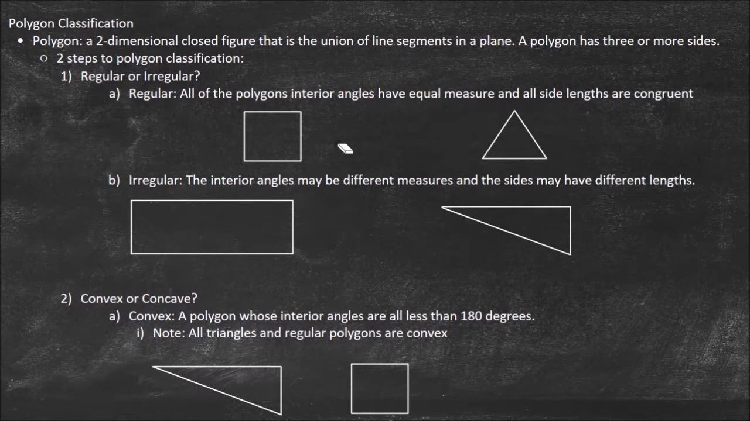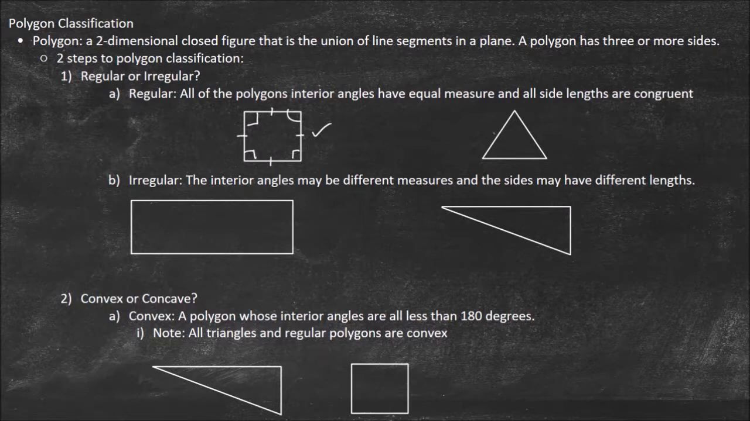The first step, there's really two steps. The first is: is it a regular polygon or an irregular polygon? This is a pretty simple thing to find out. It's regular if all the polygon's interior angles have equal measure and all side lengths are congruent. So all squares are considered regular polygons, because all the angles, as you know, are 90 degrees and all the side lengths are congruent. So we give these little dashes here, and that makes it a regular polygon.